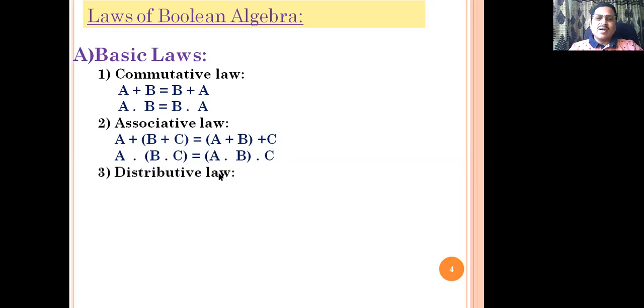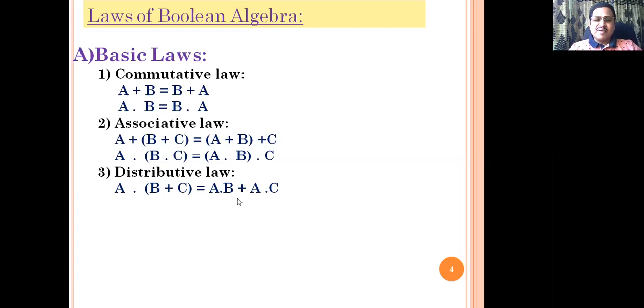Then the third common law, a basic law also applicable for the logical operation, is known as the distributive law. If there are multiple logical operations along with the OR, see here A and in bracket B or C, this ANDing operation of A can be spread or distributed over the bracket in a sequence as A and B, keeping the plus sign as an OR over there, then A and C. This is the distributive law applicable in logical operation also.